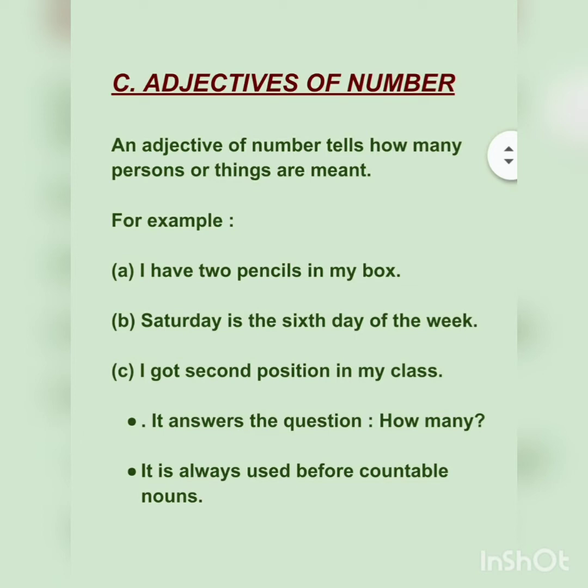Second. So here the word second is an adjective of number. Now two important things you have to keep in your mind about adjectives of number. The very first is it answers the question how many, and second is it is always used before countable nouns. Here you can see in all the three sentences that the words two, sixth and second are giving the answer of how many, and they are used before the words pencils, day and position. These words are countable nouns.